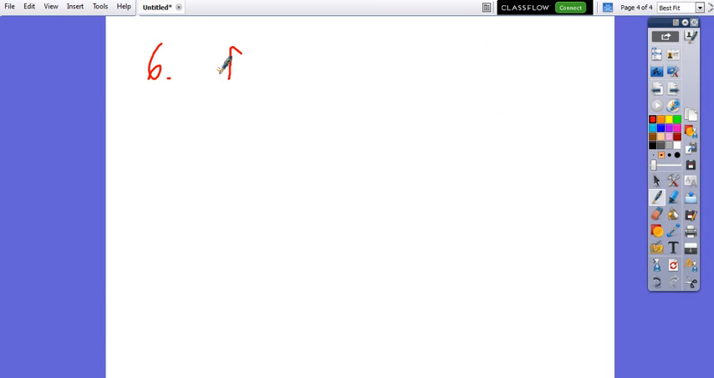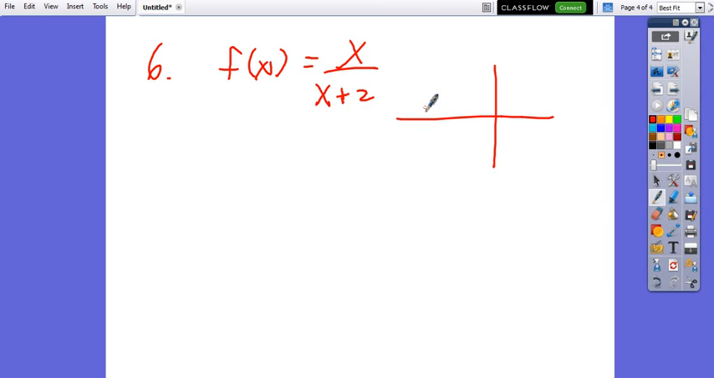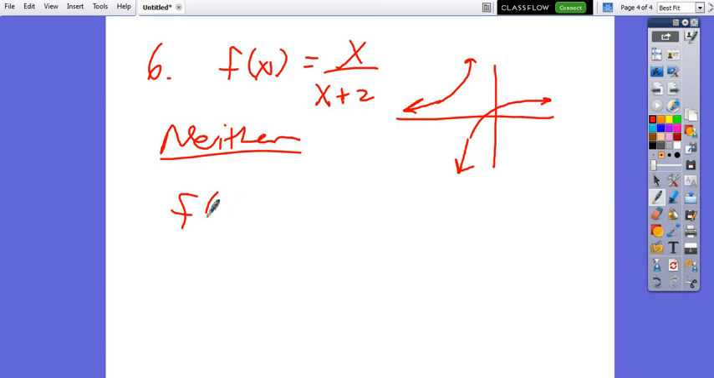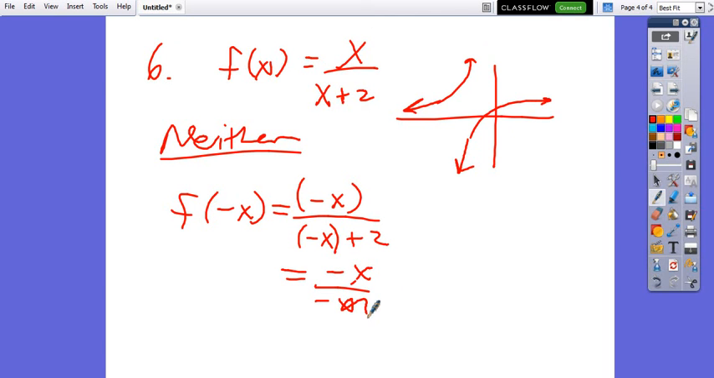All right, f of x equals x over x plus 2. The graph, again, is a shifted rational function. So when we shift a rational function, it's going to be neither. But we'll confirm it by plugging in negative x. You get negative x over negative x plus 2. So we have opposite x values, but we've got the same constant value. And if it's not all opposite or all the same, it's got to be neither. And that's what it is.